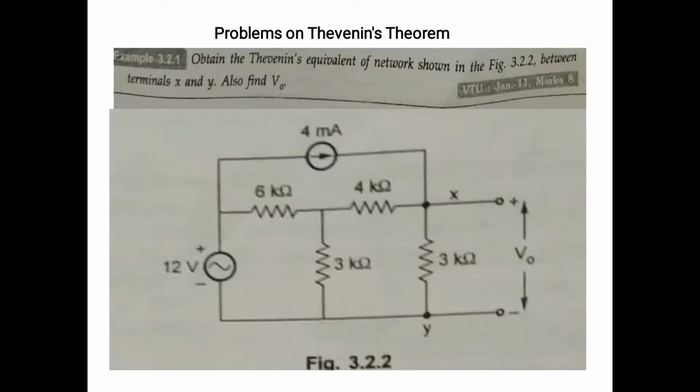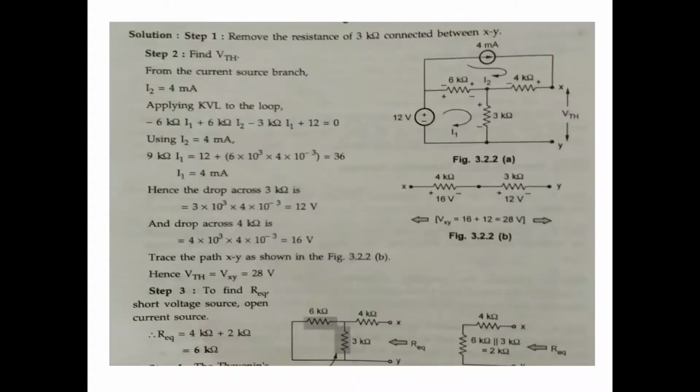Now today's class problems on Thevenin's theorem. Obtain the Thevenin's equivalent network shown in the figure between the terminals X and Y. Step number 1, remove the 3 kilo ohm resistance connected across XY. This 3 kilo ohm will be removed.